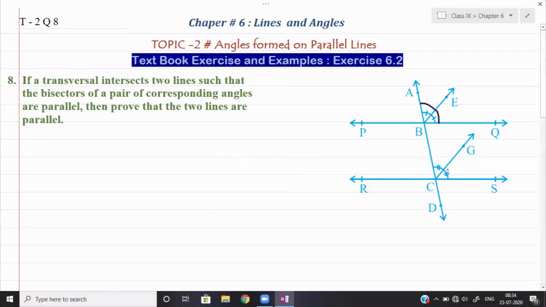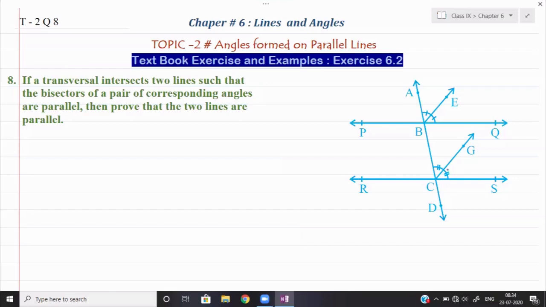Now, actually it is not given that PQ and RS are parallel. So we can't say that angle ABQ and angle BCS are equal, because corresponding angles are equal when lines are parallel. So here we can't say that. That is the only requirement of the question. We have to prove that angle ABQ and angle BCS are equal, then we can say that the lines will be parallel. So that is the requirement part.